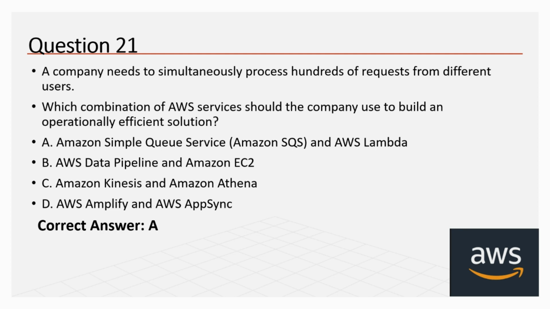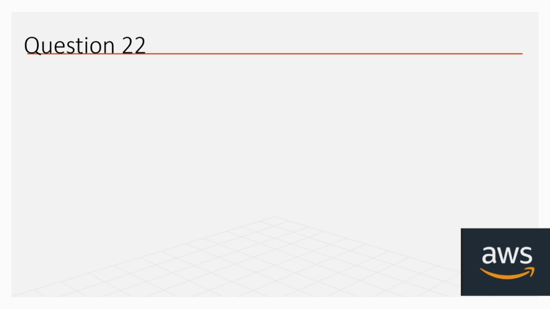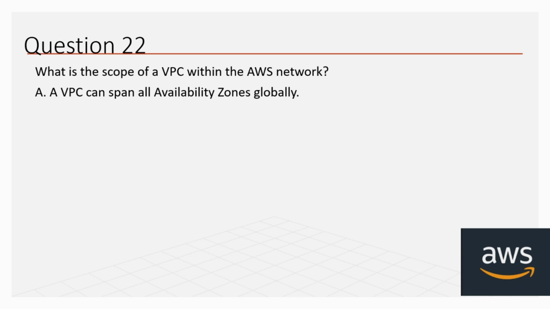The options are: A, Simple SQS and AWS Lambda; AWS Data Pipeline and Amazon EC2; Amazon Kinesis and Amazon Athena; and AWS Amplify and AWS AppSync. The correct answer is A, which is Amazon Simple Queue Service, SQS, and AWS Lambda. Let's look into the next question.